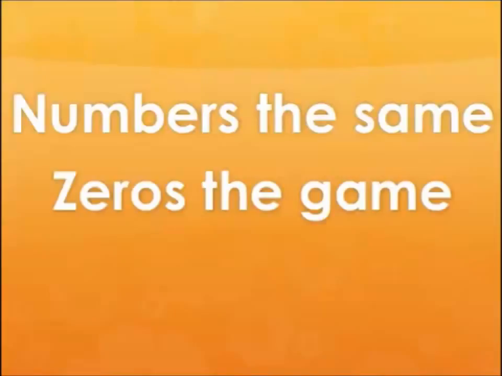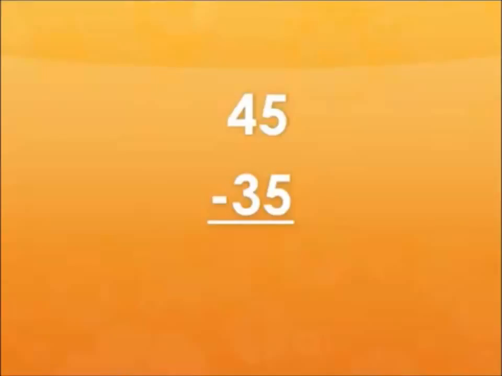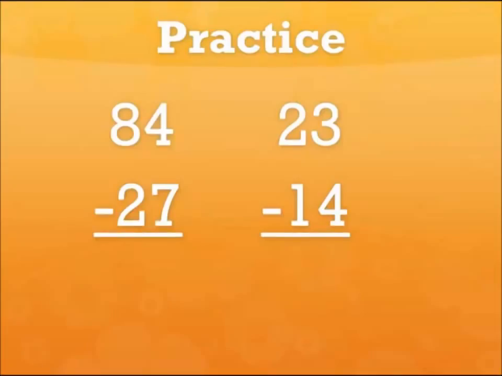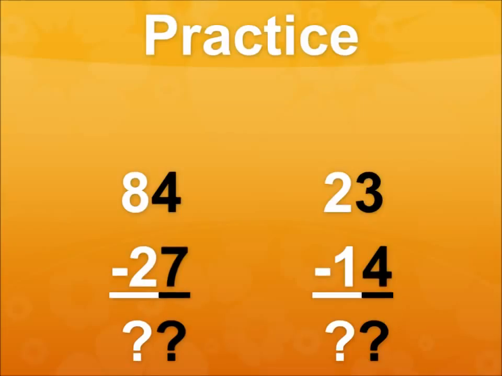Last but not least, numbers the same, zero's the game. Looking at the ones place again, we all know 5 minus 5 is 0, so we can put a 0 in the ones column and just subtract 4 minus 3, which we all know equals 1, giving us an answer of 10. Let's give it a shot with these practice problems.